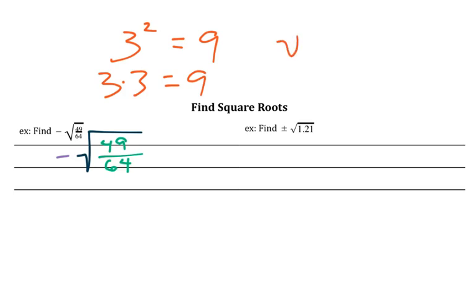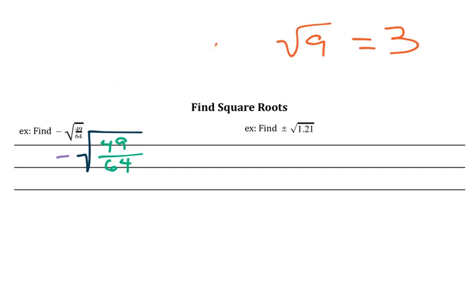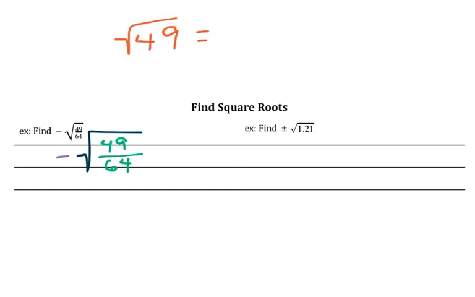So if I want to take the square root of 9, I'm asking myself what number times itself would give me 9, and well, that would be 3. So let's pretend instead of having something more complicated like we have, we just had the square root of 49. What number times itself gives us 49? Well, that would be 7. And then looking in the denominator of the fraction, what number times itself would give us 64? And that number would be 8.